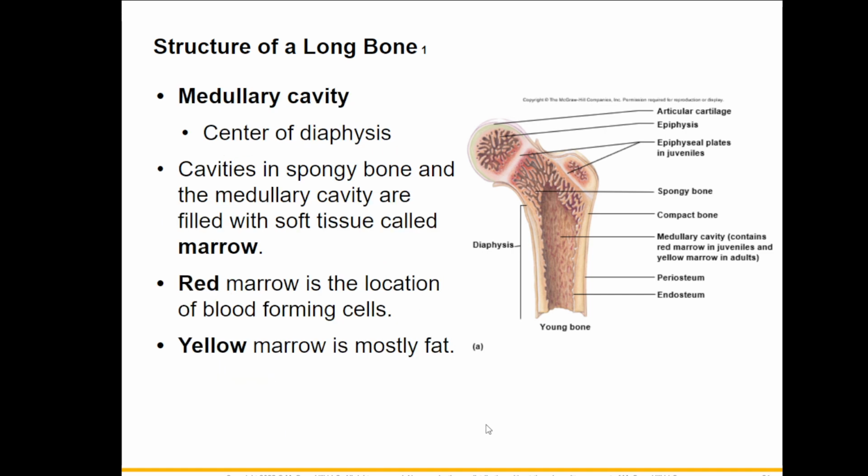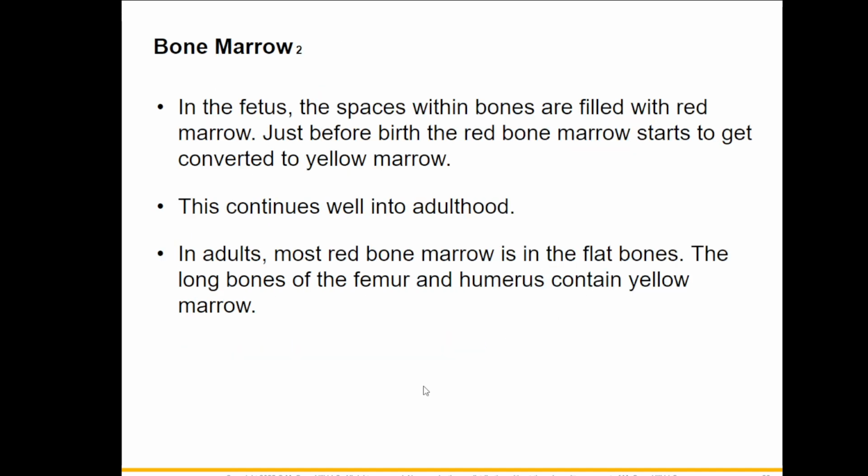So as mentioned, the medullary cavity is found at the center of the diaphysis. It is a cavity that is filled with a soft tissue called the marrow. And there usually we have two types of bone marrow. We have the red marrow and the yellow marrow. So it is the red marrow that is capable of producing the blood cells, while the yellow marrow is mostly fat.